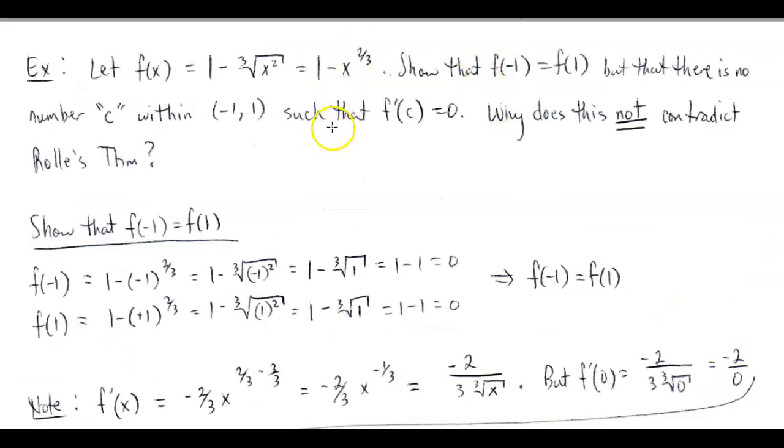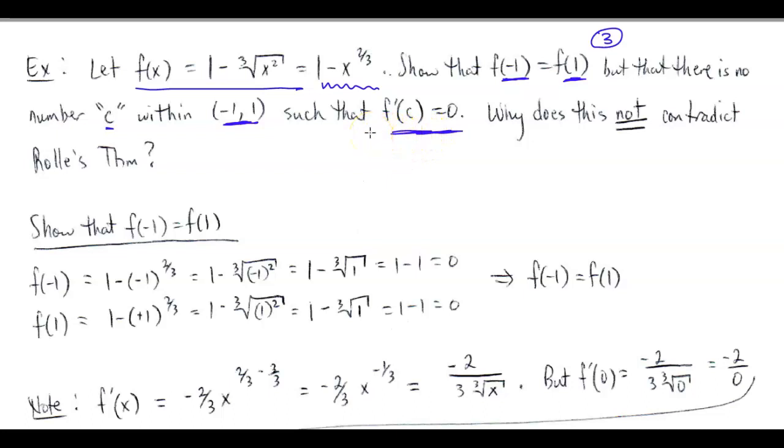All right, so let's look at our second example here. We have this function, which is 1 minus the cube root of x squared, which of course we could express as 1 minus x raised to the 2/3. So what we want to do here is show that f of minus 1 is equal to f of 1. Put another way, we want to show that condition 3 of Rolle's theorem is being met, but that there is no number c within the open interval from -1 to 1 such that f prime of c is equal to 0.